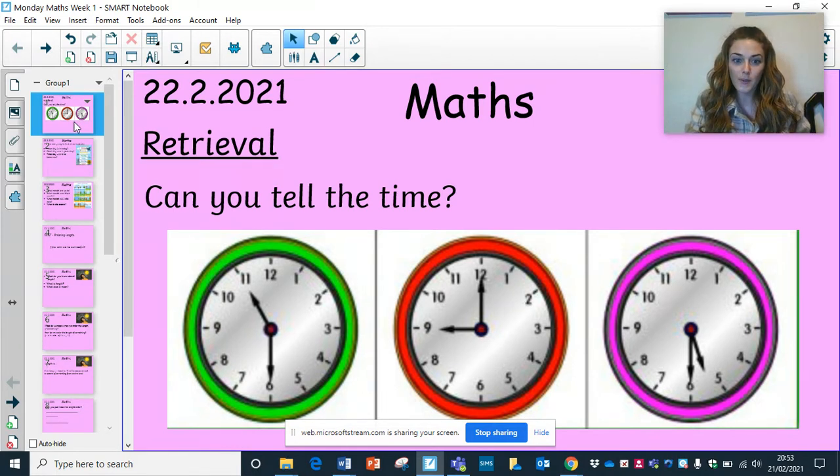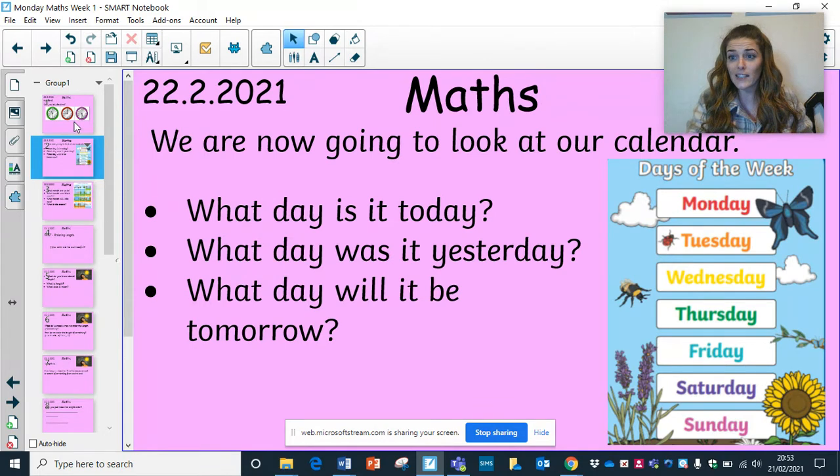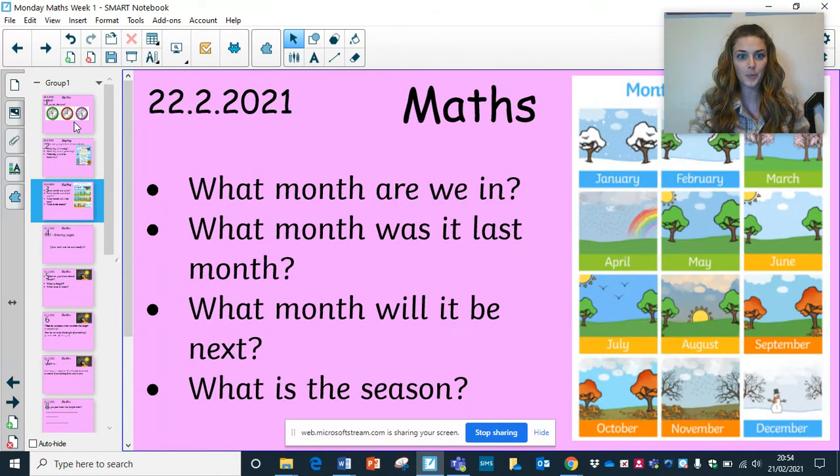Retrieval is can you tell the time? So there's 3 different times here on the clocks and see if you can tell the time. If you can look at your calendar, be interesting if you've carried that on while you've been off over the last week. So what day is it today? What day was it yesterday? And what day will it be tomorrow? And remember to pause when you need to, if you need to answer any of these questions, write anything down or discuss with somebody else.